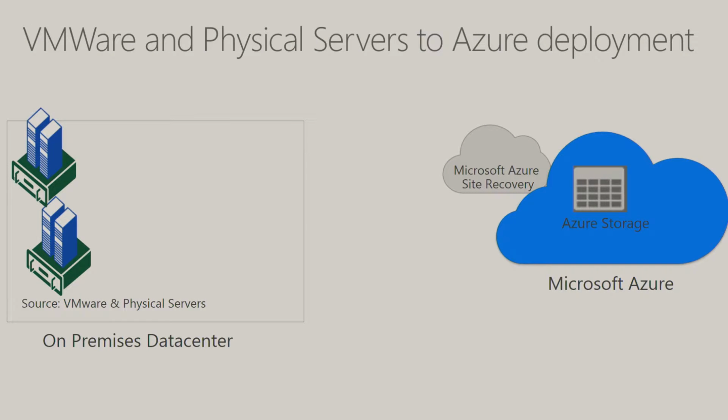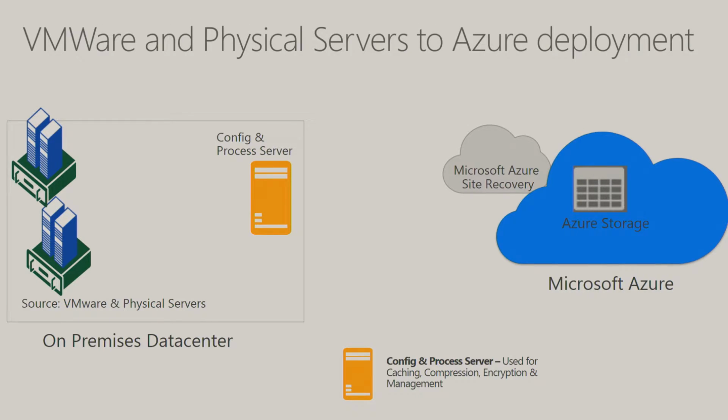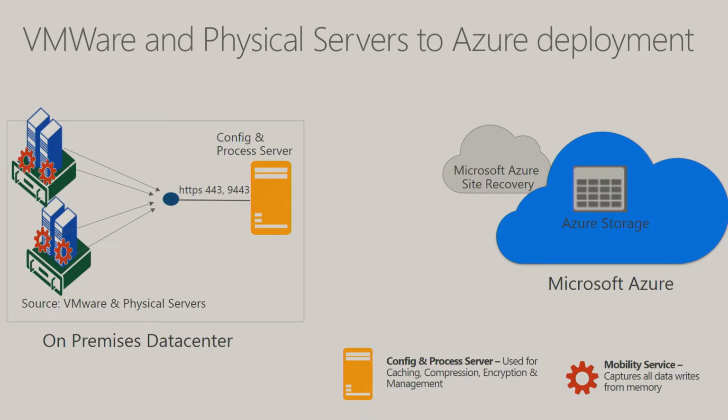Okay, so just to summarize, to enable DR for this VMware workload to Azure, you have your VMware infrastructure on-premises, and you have Azure available as the target. The first step is a one-time setup of this server called the config and process server. And for the workloads which you protect, this config and process server pushes a lightweight mobility service into each of these workloads. The purpose of this mobility service is to intercept the changes happening in those workloads and send those changes to the config and process server, which caches them, compresses them, encrypts them, and then sends them to Azure.